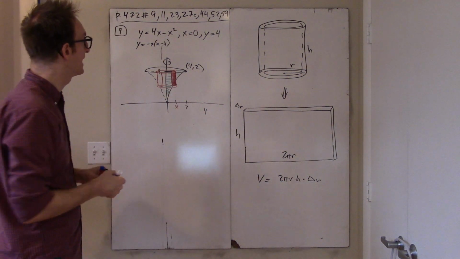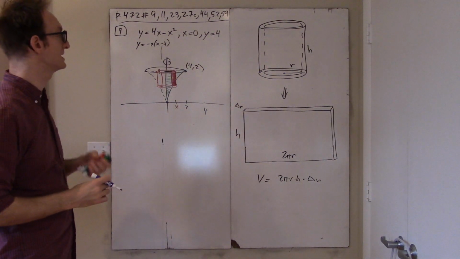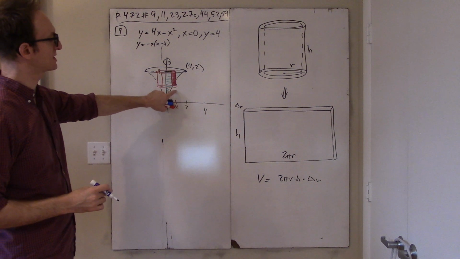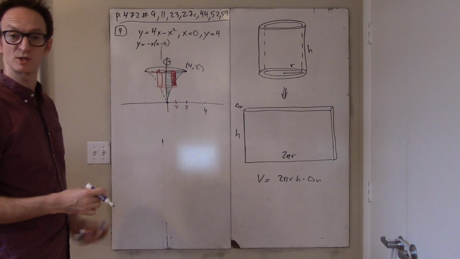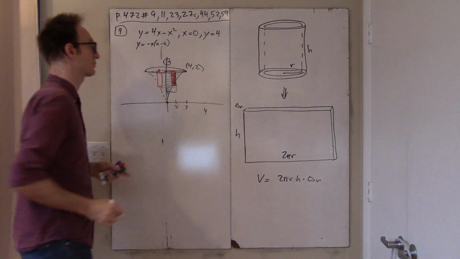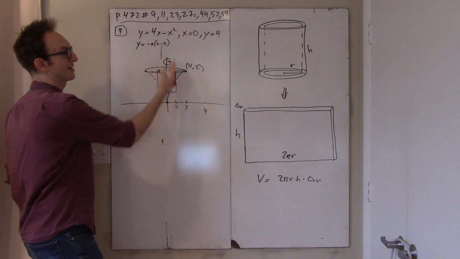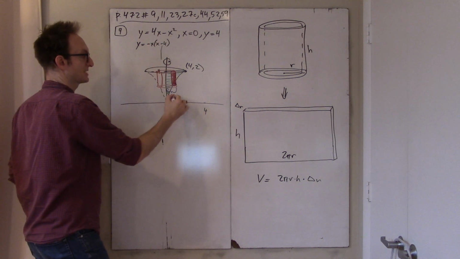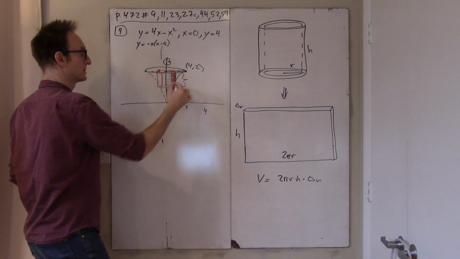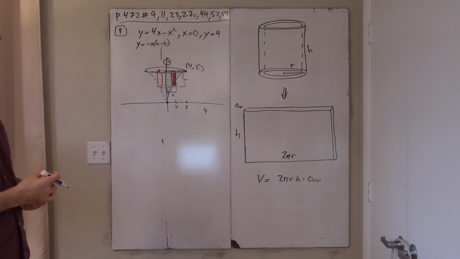In this case, maybe it's best not to write that exactly there, because I need a couple things. I need to know the radius of this shell, and I need to know the height of the shell, and then that's pretty much it. So what is the radius? The radius of the shell is just the distance that the representative rectangle is from the axis of rotation, so that's just x. And the height of the shell is just the length of that representative rectangle.